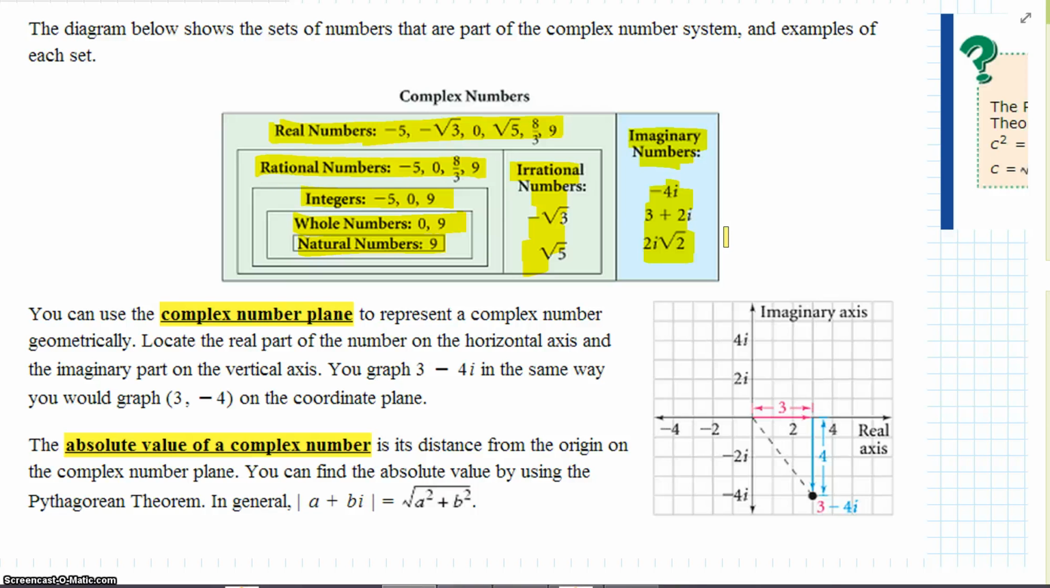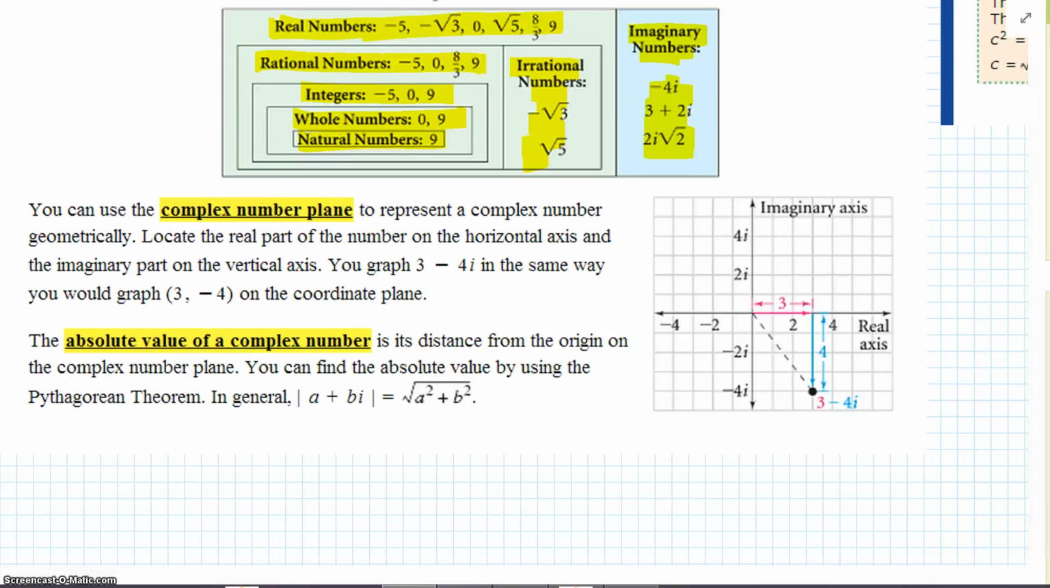The absolute value, understand this. The absolute value of a complex number is the distance from the origin on the complex number plane. You can find the absolute value by using the Pythagorean theorem. So in general, the absolute value of a plus bi is the same thing as the square root of a squared plus b squared.